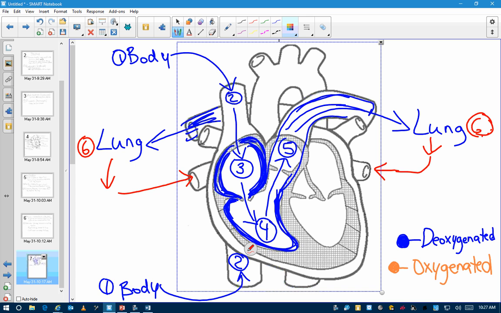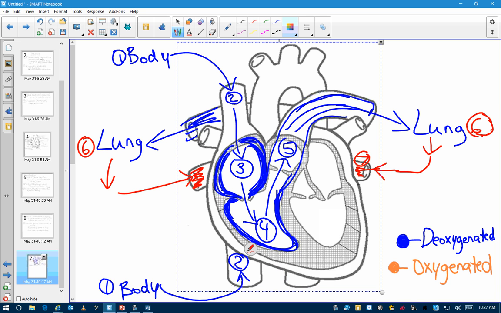So it's leaving the heart via arteries to the lungs, and then it's coming back to the heart via veins. So in the lungs, it changes over. So step 7, we're coming back into these pulmonary veins.